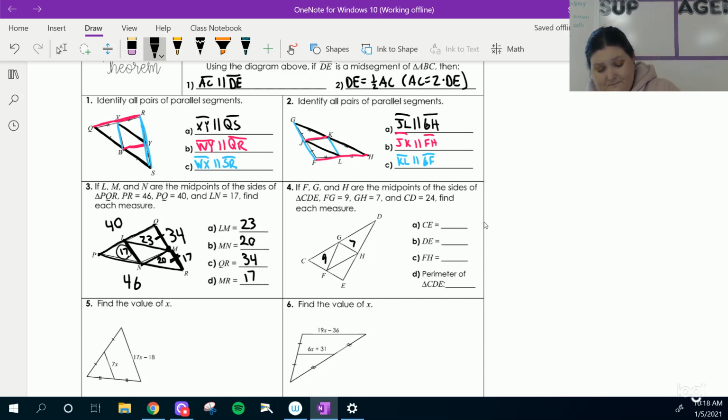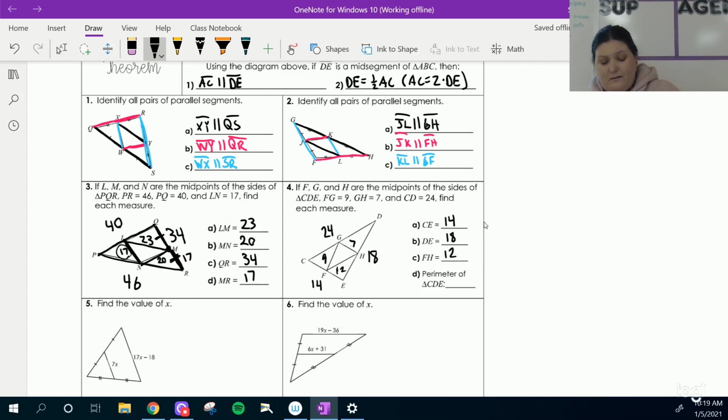GH is 7. And CD is 24. Find each measure. So CE is the bottom. That's 2 times 7 is 14. DE, so DE is 18 because 2 times 9 is 18. And FH is 12 because we do half to get the length of the midsegment. So we have 24 there, so it's 12 for my midsegment.